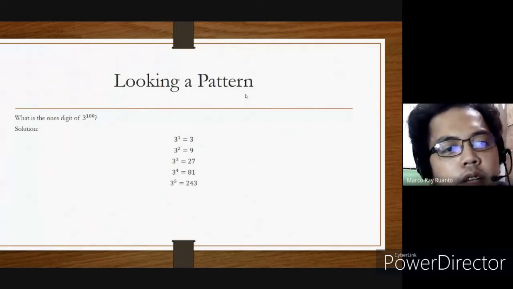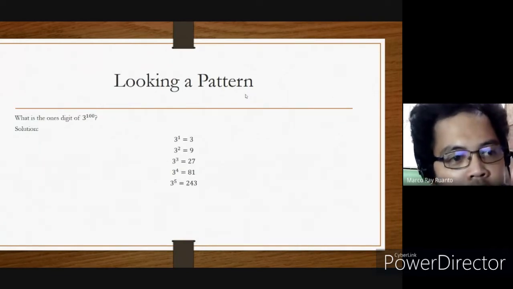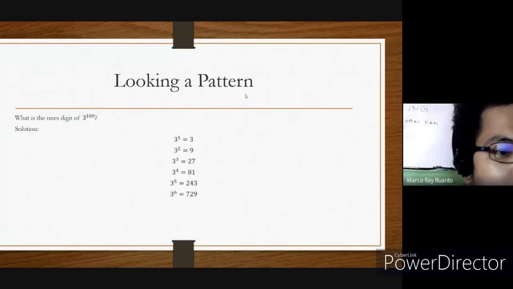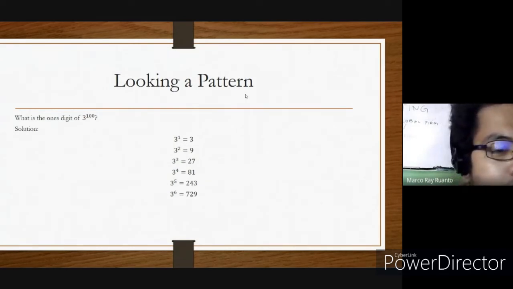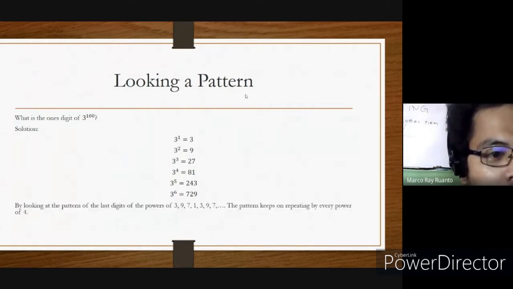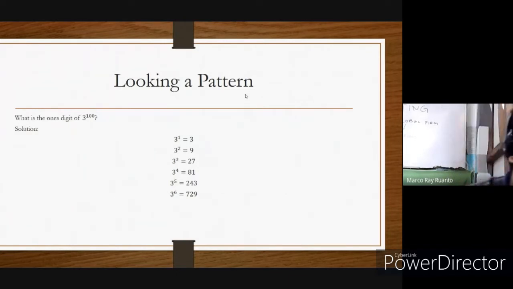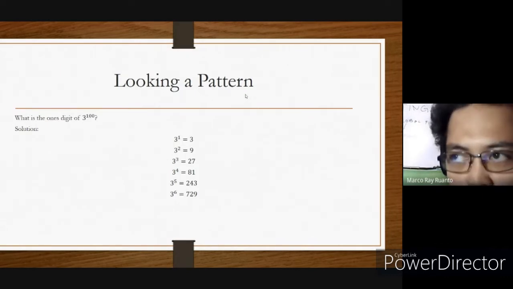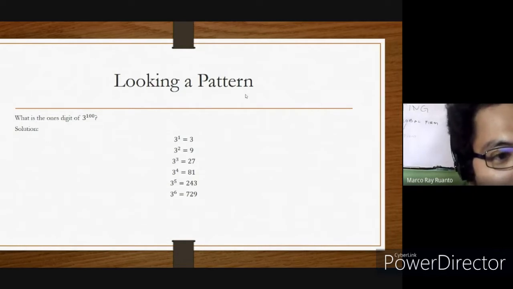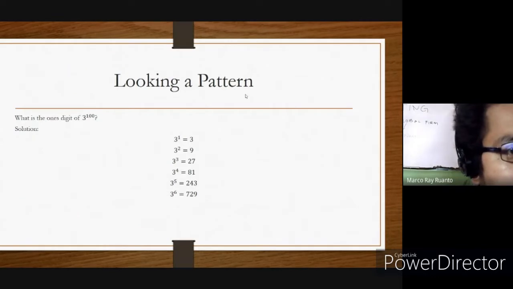Then 3 to the power of 5 is 243. The ones digit here is 3. 3 to the power of 6 is 729. The ones digit here is 9. If we raise it to the power of 7, the answer here is 2, 1... what is this? 2187. Is it 2187?